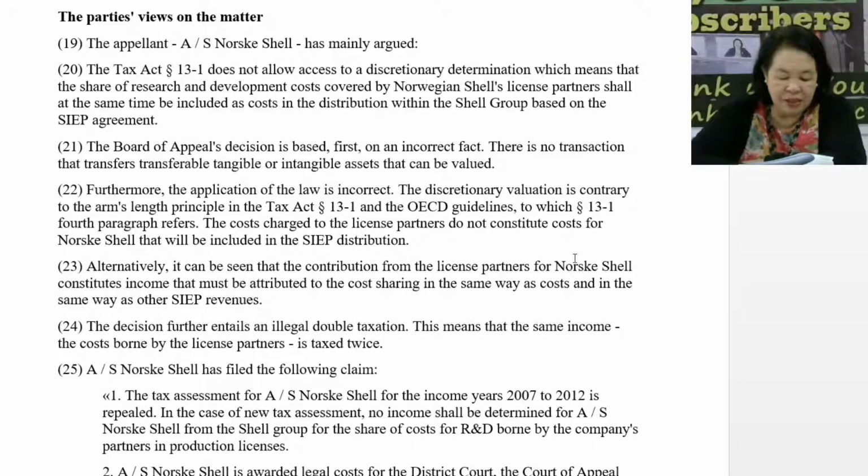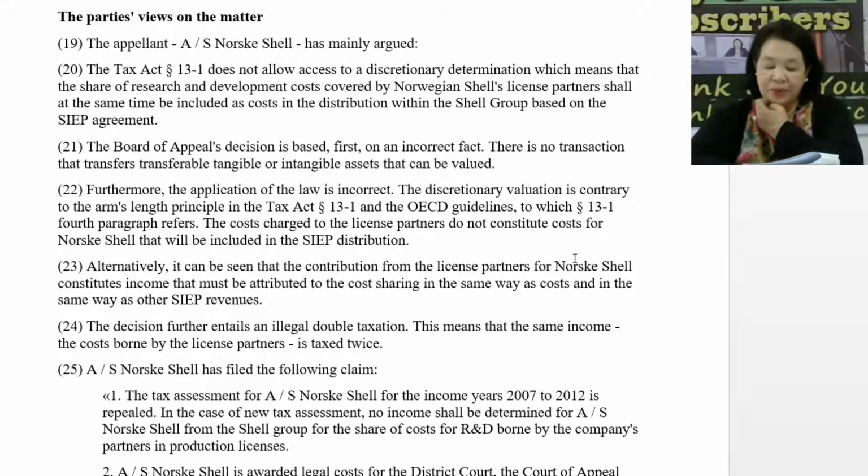The Board of Appeals decision is based first on an incorrect fact. There are no transactions that transfer tangible or intangible assets that can be valued. So, anong sabi ng Board of Appeals? Anong basis niya? Incorrect fact daw. Kasi there is no transaction that transfers tangible or intangible assets that can be valued. Wala naman daw transfer, no? Furthermore, pero para sa akin, cost itong pinag-uusapan eh, no? So, bakit may transfer?